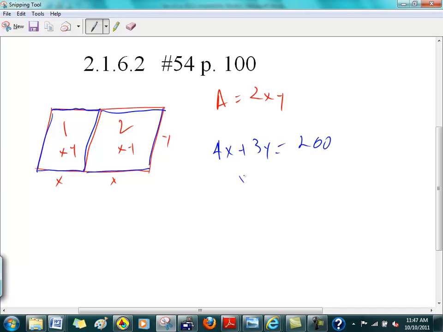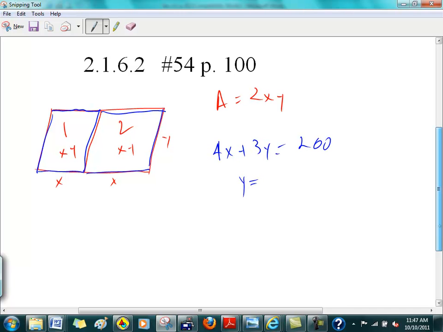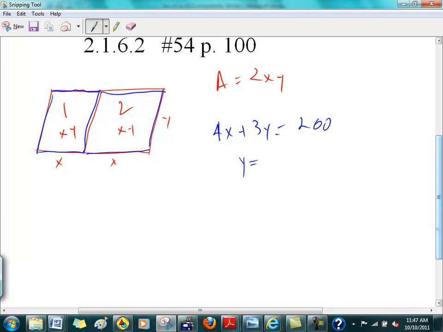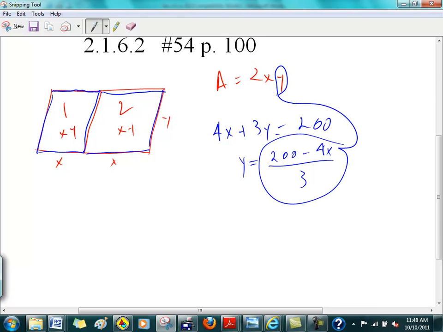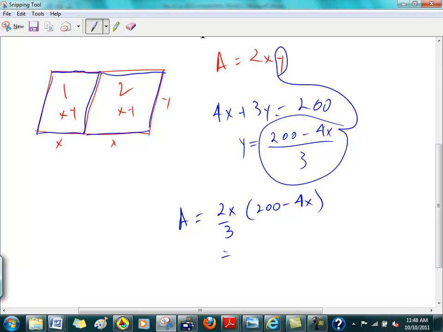Can someone isolate the y variable for me? Is everybody okay if I wrote y like that? Yeah? Now what you do is you take this and you shove it in here. So that your area A is equal to 2x over 3 times 200 minus 4x. Which if I were to write it in standard form, I would get minus 8x squared over 3 plus 400x over 3. Okay?